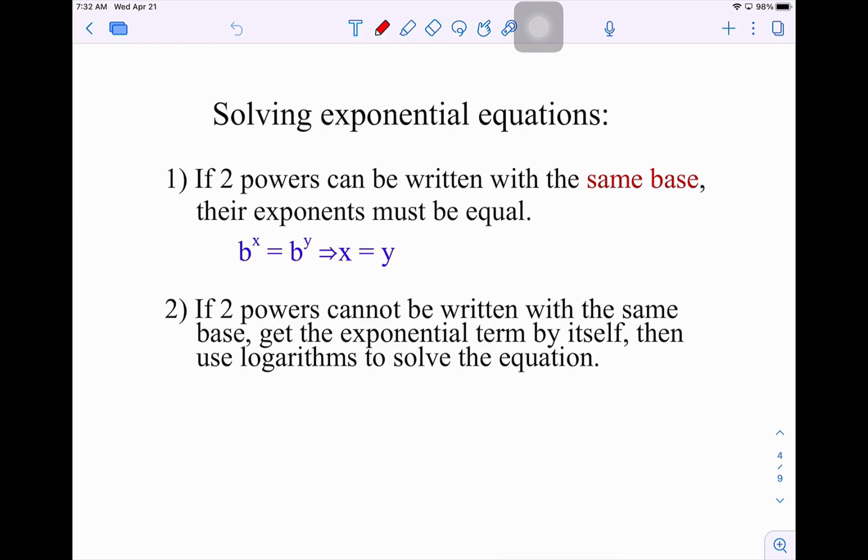If you cannot do that, then we go to option number 2. If two powers cannot be written with the same base, then you're going to try to get the exponential term by itself. What I mean by exponential term is the base raised to the power, like the 2 to the x, the 3 to the x. If you can get that by itself, then we're going to use logarithms and some of those properties we've been working on to solve.